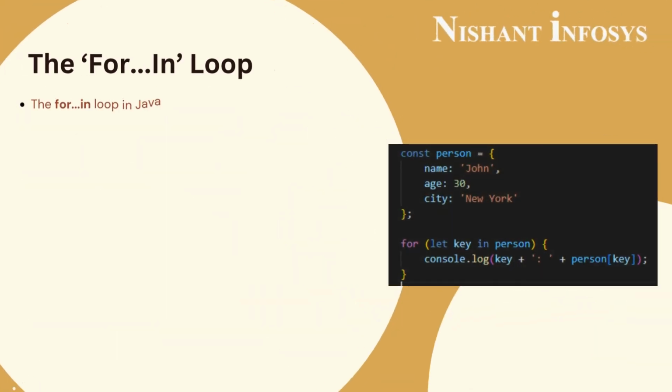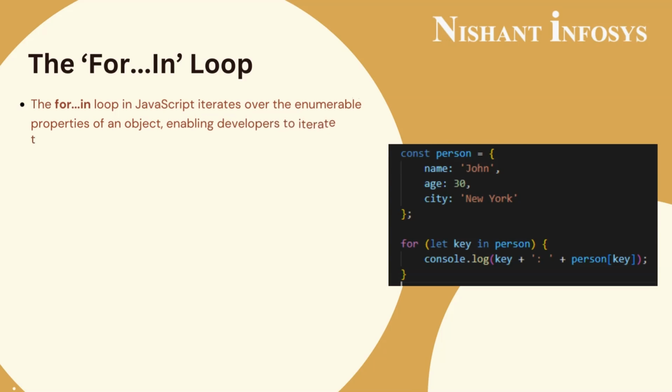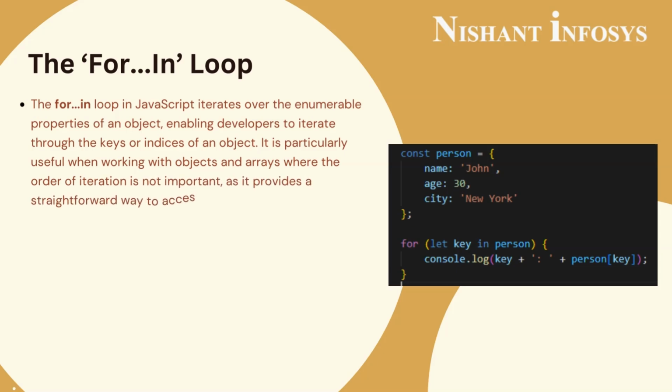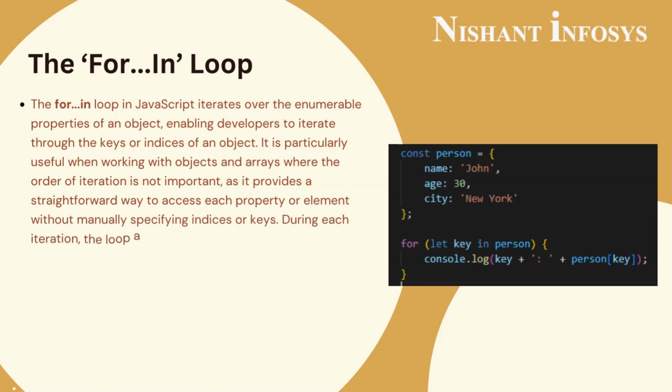Now, let us talk about the for-in loop, which is a modified version of the for loop. The for-in loop in JavaScript iterates over the enumerable properties of an object, enabling developers to iterate through the keys or indices of an object. It is particularly useful when working with objects and arrays where the order of iteration is not important, as it provides a straightforward way to access each property or element without manually specifying indices or keys.